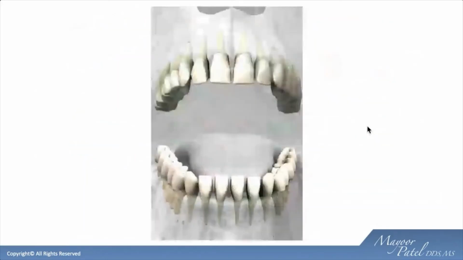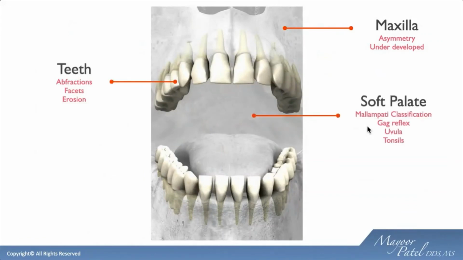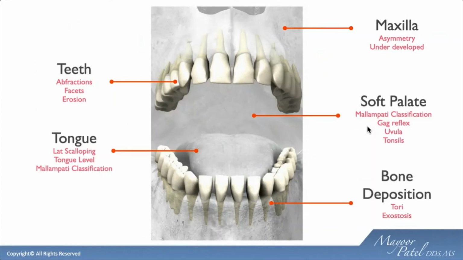And then when you look at it from the intraoral perspective, we talked about the asymmetry of maxilla, which is the underdevelopment. The teeth, we talked about abfractions, facets, erosions. Soft palate, you got a high Mallampati classification, a loss of gag reflex, the positioning of the uvula, edematous uvula, of course, tonsil tissue being a variable and a factor. Tongue, you got scalloping, tongue level, Mallampati, once again, kind of depicting how much tongue you have within the arches. And when we look at the bone itself, you're looking at tori, exostosis, and things of that sort.